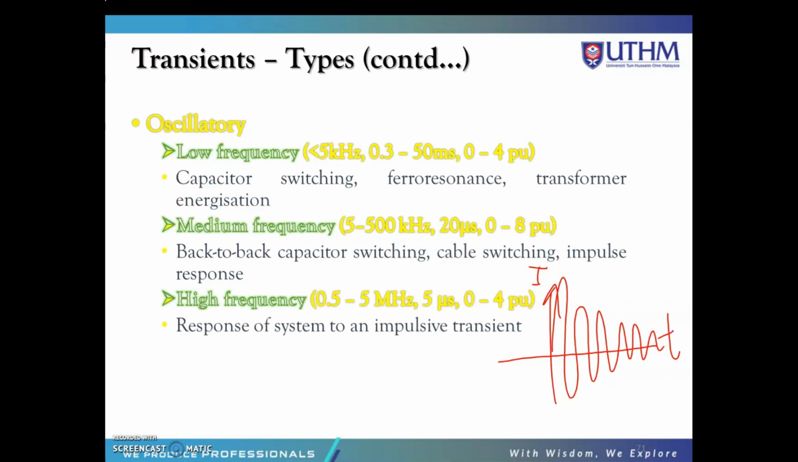Okay, they have three types. Low frequency, less than 5 kilohertz, 0.3 to 50 milliseconds, 0 to 4 per unit, which is capacitor switching, ferroresonance, transformer energization. Then we have medium frequency, 5 to 500 kilohertz, 20 microseconds, 0 to 8 per unit: back-to-back capacitor switching, cable switching, impulse response. And for the high frequency, 0.5 to 5 megahertz, 5 microseconds, 0 to 4 per unit: response of system to an impulsive transient.